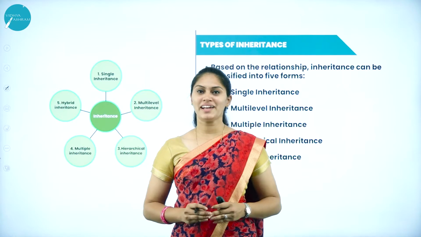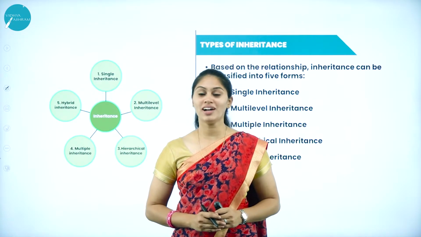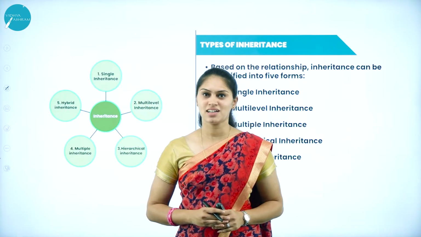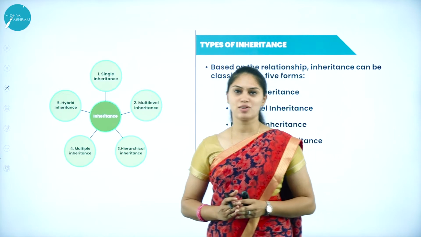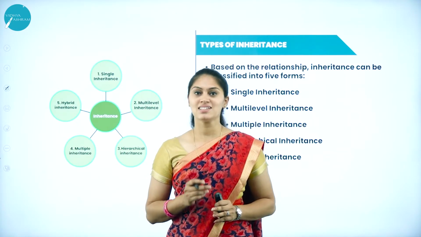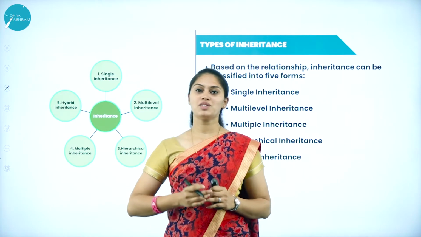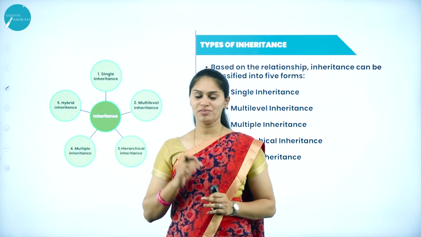So we'll move on to the next topic, that is levels of inheritance. It is also nothing but types of inheritance. Already we know that we have two classes, that is base class and derived class. The derived class will have the features of the base class. Along with that, it can also have its own features.